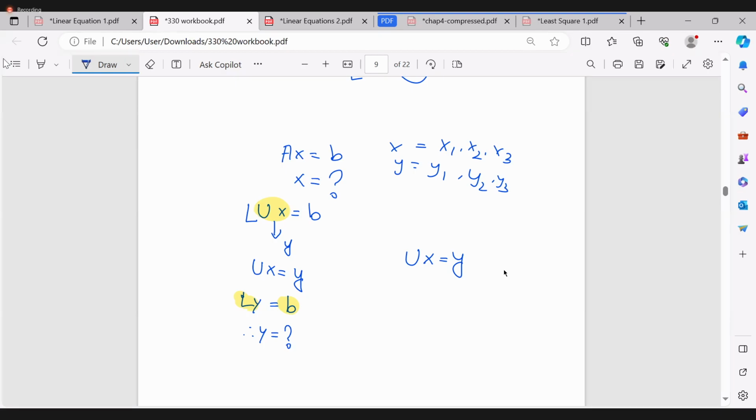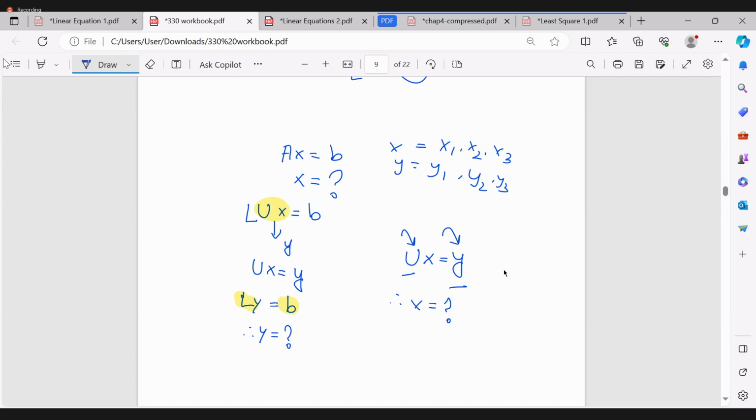Okay. Acha. So once you have found out your Y, then what can you do? You can plug in the value of Y in here. You already know U from your very first part, that means decomposing A into L and U. So you get U from there. When you have U and Y, you can find out X from them.